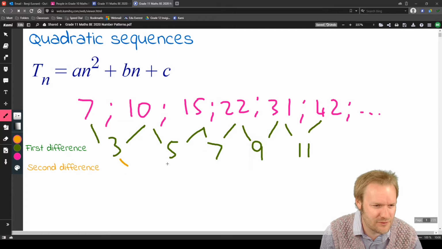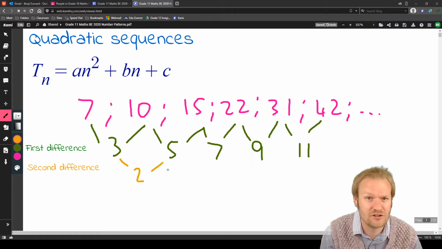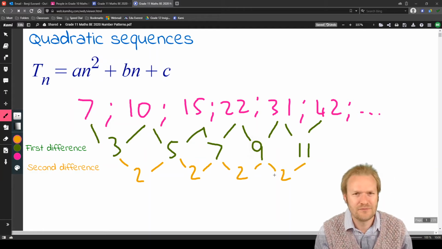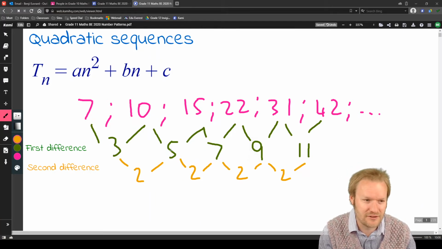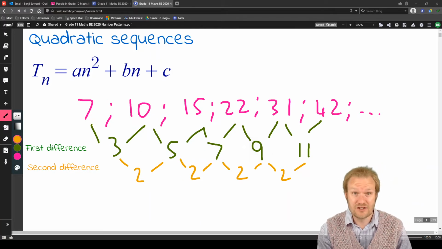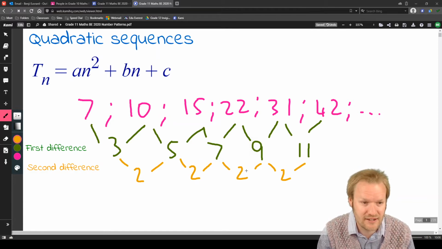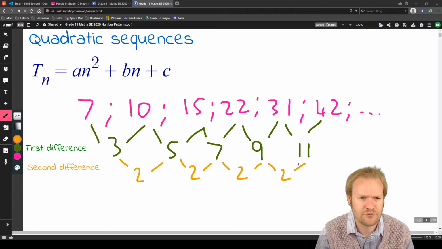What's the difference from 3 to 5? Well, that's 2. What's the difference from 5 to 7? Well, that's also 2. Looks like the difference is always 2, is it? Yeah. So this one's linear. The first difference is linear. It's going up by the same amount each time. In other words, that second difference is constant. Okay, so we got a few things going on.